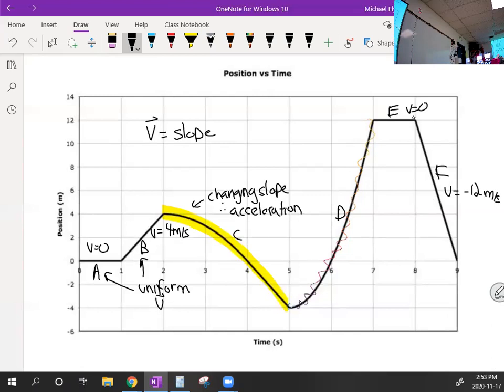So how do we do slope when it's a curved line? Well, I don't think I explained this very well yesterday. So let me get to it right now.